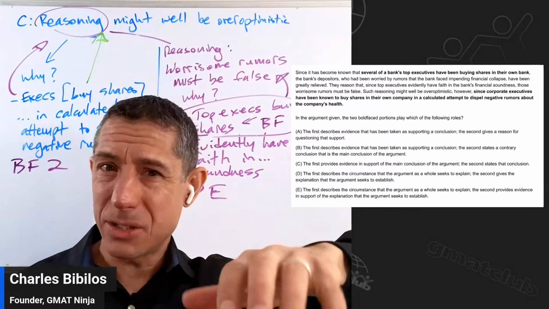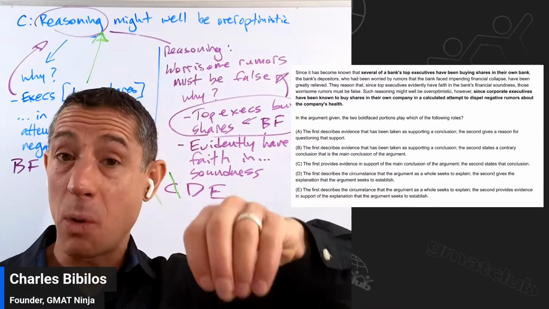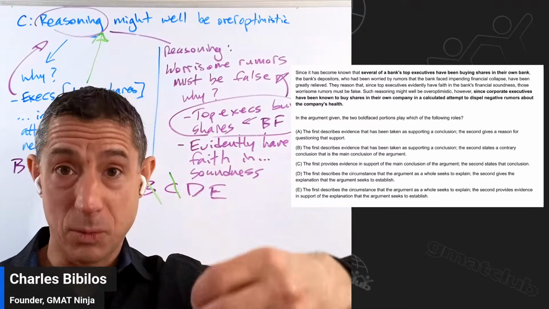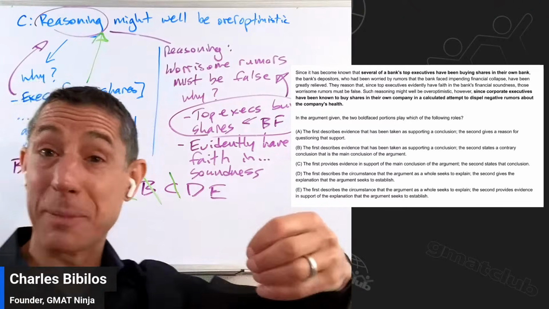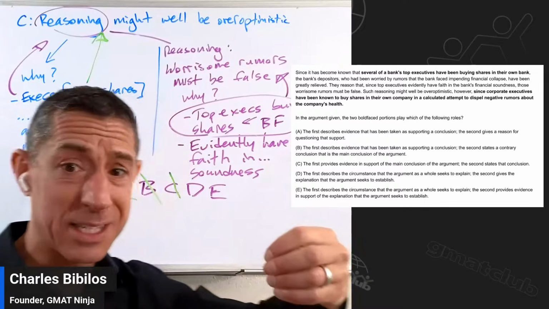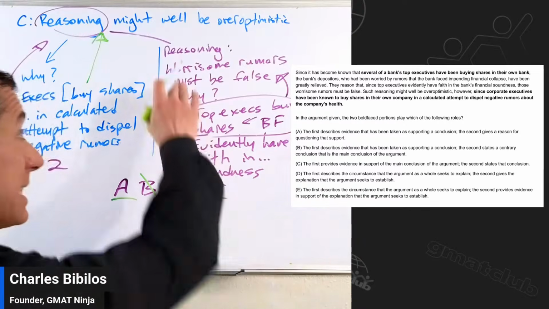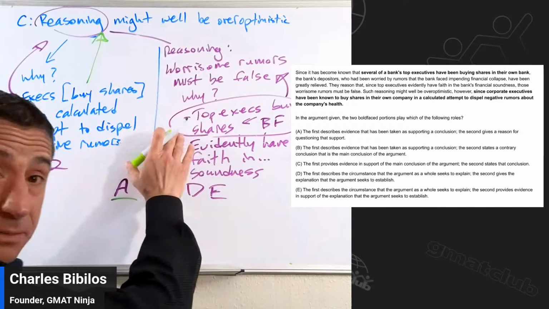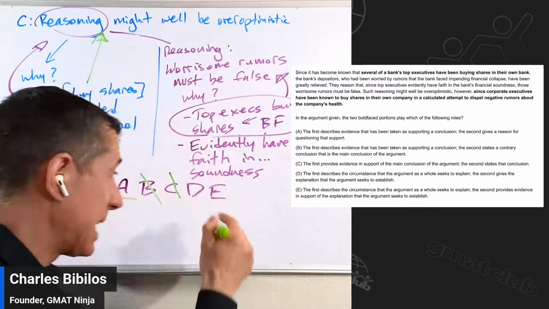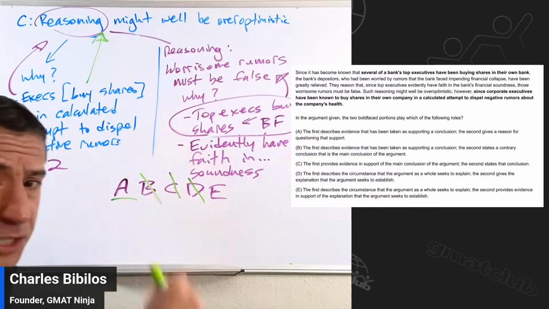So D is not so far off, but when you think about what is the heart of the passage, one of the things you're tired of hearing me say: find the heart of the passage. D is not addressing the heart of the passage, because this is the heart of the passage, not explaining top execs' behavior and why they're buying shares.